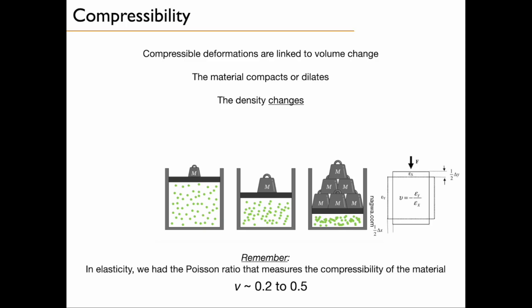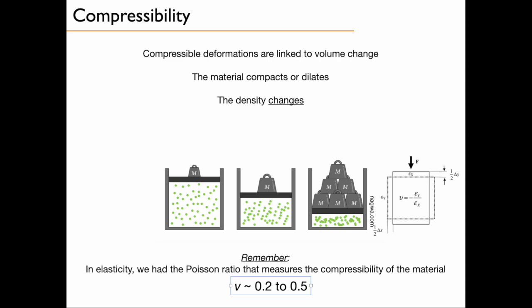In elasticity, rocks are compressible elastically. We had a measure, the Poisson ratio, which measures the ratio of actual deformations. The Poisson ratio ranges from 0.2 to 0.5, and you derived this as an exercise. 0.5 corresponds to the incompressible limit.